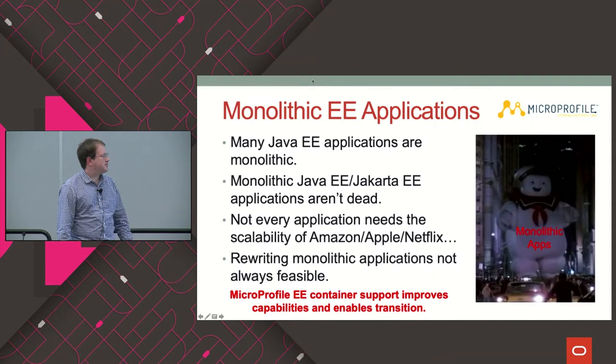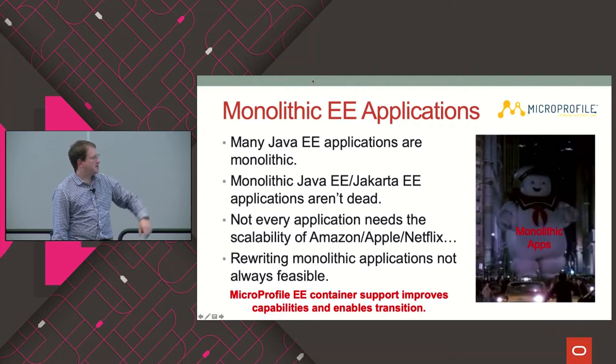And also with it, for many of the things that Java EE is good for building, not every application needs the scalability of Amazon, Netflix, whatever. Right, not everybody's developing something that needs to scale across thousands of services, but all the nice stuff that's been added with MicroProfile, you can take advantage of it in those applications, right?